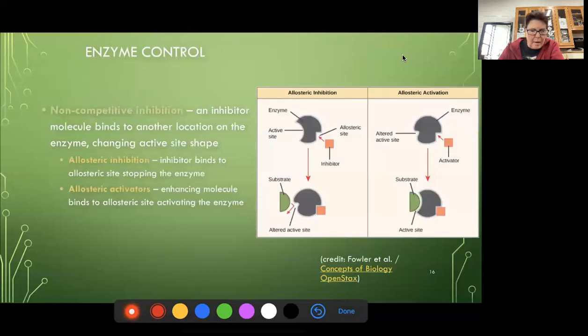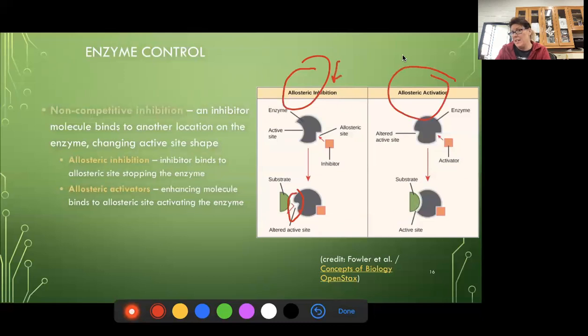So when we talk about non-competitive inhibition, an inhibitor, like I said, binds to that alternate site. We also refer to this as allosteric because it changes that binding pocket. It changes that shape of the enzyme. Now we can see where we can inhibit, where we change the pocket, or the pocket has to be changed to be activated. So we have allosteric inhibitors and we have allosteric activators. So there are all these little different ways to control these enzymes.